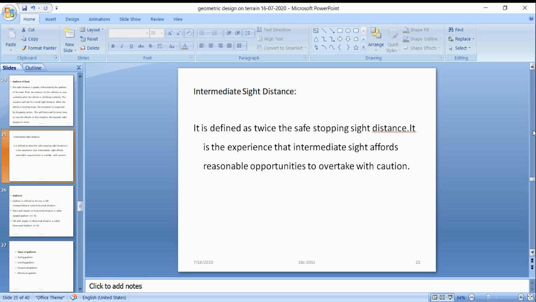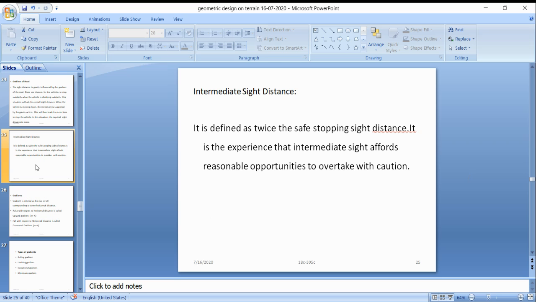So next comes the intermediate sight distance. Intermediate sight distance is defined as twice the safe stopping sight distance. It is experienced that intermediate sight distance affords reasonable opportunity to overtake with caution.